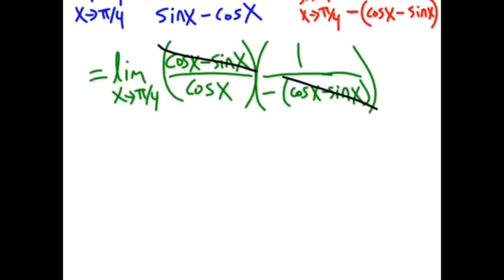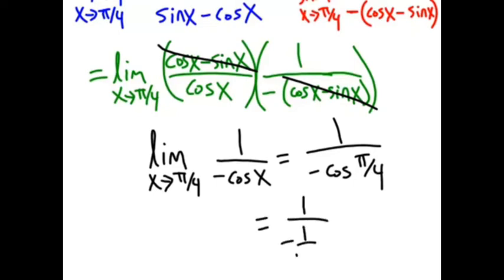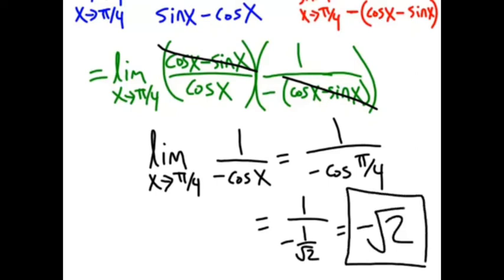So the things which are remaining will be limit x tends to pi by 4, that is 1 by minus cos x. Look at this, 1 by minus cos x. So here this will be 1 by minus cos pi by 4, and the things are equal to minus 1 by minus 1 by root 2, which is equal to minus root 2. This is the answer to the asked question.